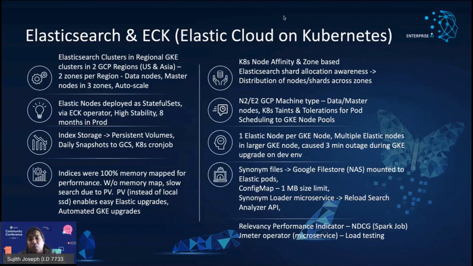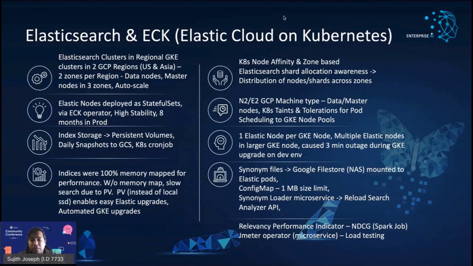We use one Elasticsearch node per GKE node. And in our dev environment, during a GKE upgrade, we found that when we had multiple Elasticsearch nodes deployed under a larger GKE node, like say 64 by 416, it caused a 3-minute outage during the upgrade.